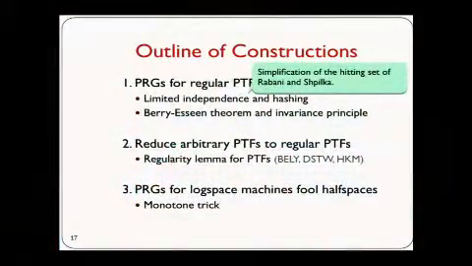And this was developed in joint work with Harsha and Klivans, as well as independently by Ben-Eliezer, Lovett, and Yadin, and Diakonikolas, Servedio, Tan, and Wan. And finally, we introduce a simple but powerful technique which we call the monotone trick, which shows that PRGs for log space machines do in fact fool all half spaces. The construction we look at for regular polynomial threshold functions is a simplification of the hitting set construction of Rabani and Shpilka. However, our approach and analysis are very different from theirs.